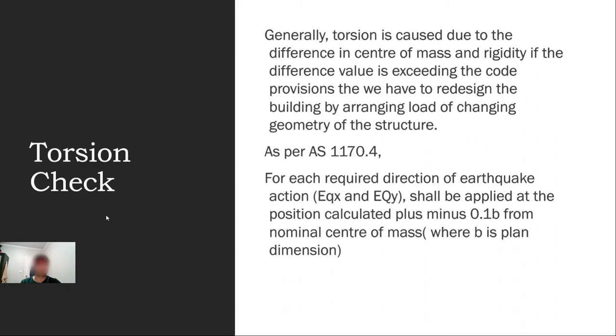For the torsion check, generally torsion comes due to the difference between the center of rigidity and center of gravity. And according to the Australian code 1170.4, for each required direction of earthquake action, EQX and EQY, which are the directions of earthquake in x direction and y direction, shall be applied at the position calculated plus or minus 0.1 b from the nominal center of mass, where b is the plan dimension.